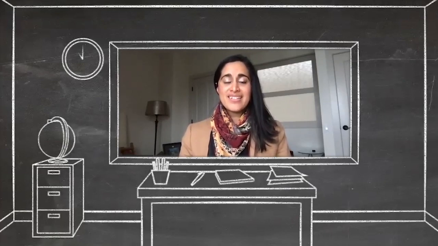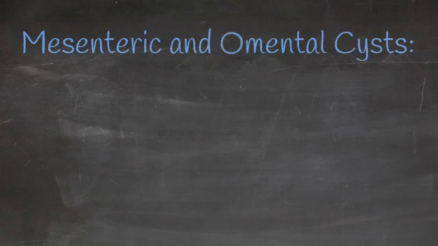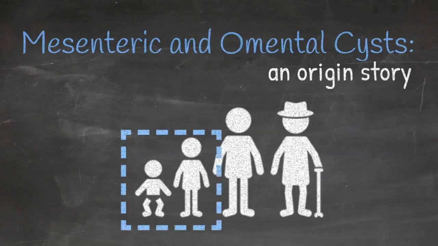Today, we're going to be discussing mesenteric and omental cysts. What is a mesenteric cyst and where does it come from? Mesenteric and omental cysts are actually quite rare, although about 60% of them will be diagnosed by the age of 15. So, they most commonly present in kids.